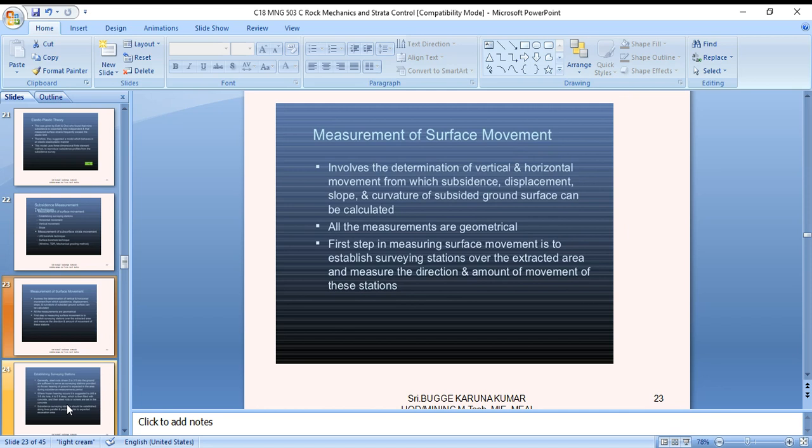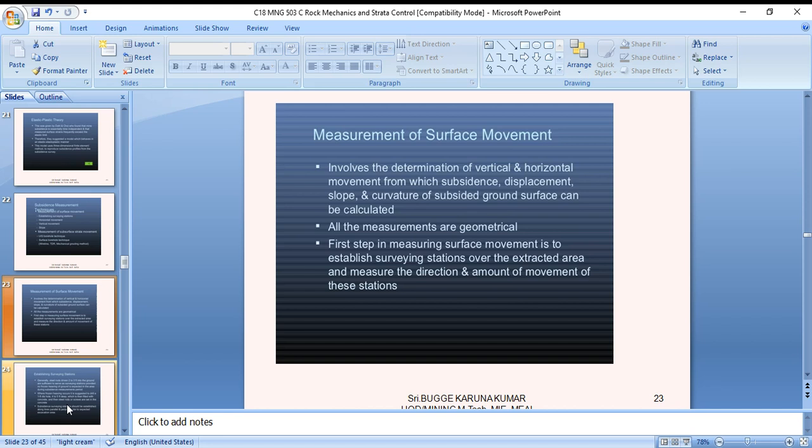Measurement of surface movement involves the determination of the vertical and horizontal movement from which subsidence, displacement, slope, and curvature of the ground surface can be calculated. All the measurements are geometrical. The first step in measuring surface movement is to establish surveying stations over the extracted area and measure the direction and amount of movement of these stations.